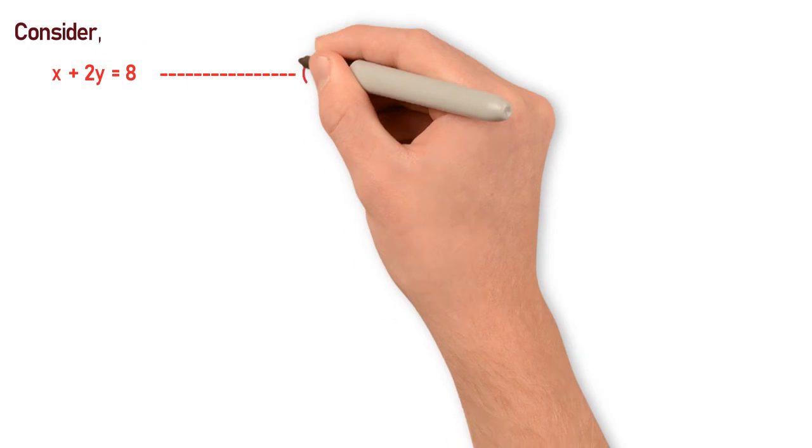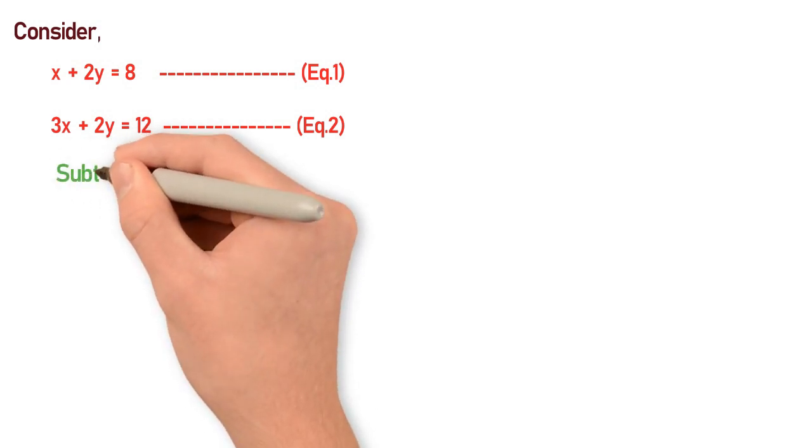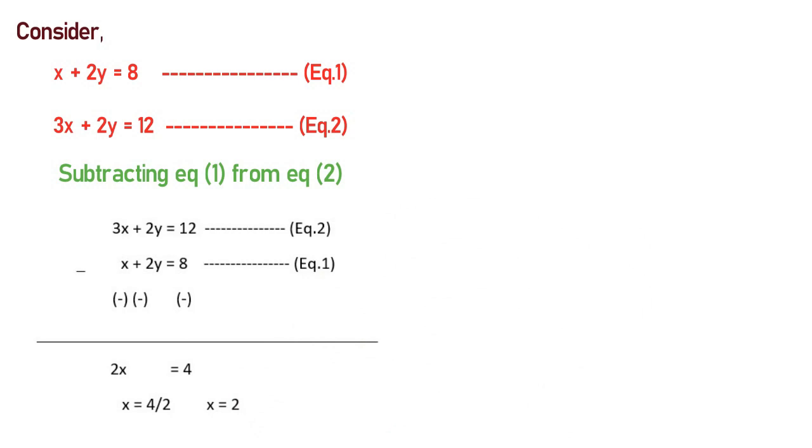Consider equation 1 and equation 2. If you observe, in both equations there is the same term, 2y, with the same sign. So same term, same sign, subtraction. So we have to subtract equation 1 from equation 2. While subtracting, we have to change the signs of equation 1 as shown. So we consider those updated signs. So here 3x minus x is equal to 2x, and 2y minus 2y gets crossed out. 12 minus 8 is equal to 4. Now 2x equals 4, therefore x equals 4 upon 2, hence x equals 2.